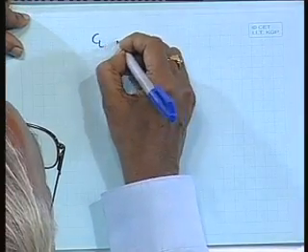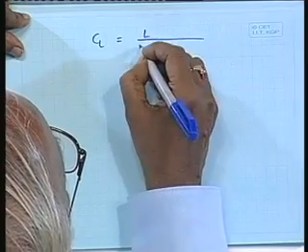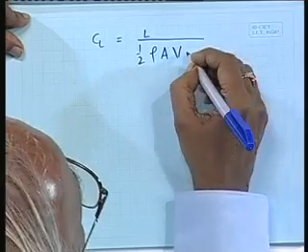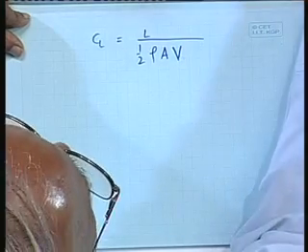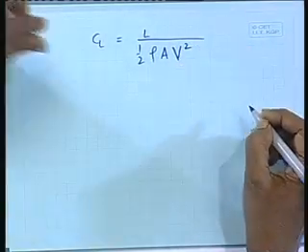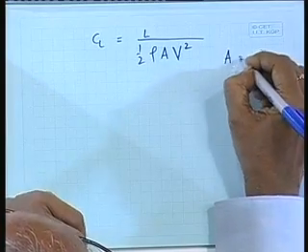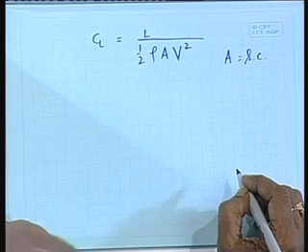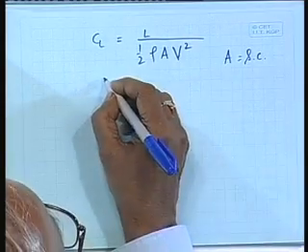Now, let us take a propeller, or let us define the lift coefficient and drag coefficient. Lift coefficient is L over half rho A V square, I have said V here, and area is S into C, am I right? And drag coefficient?